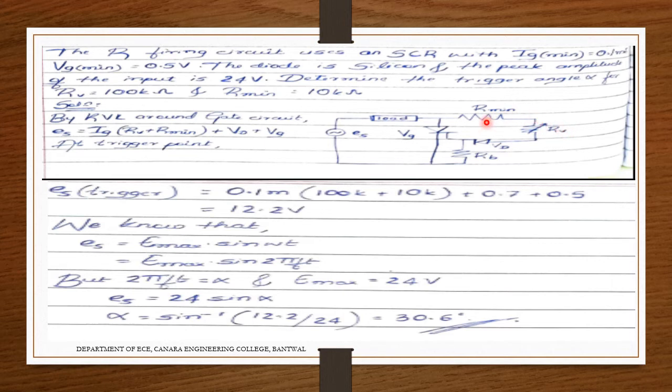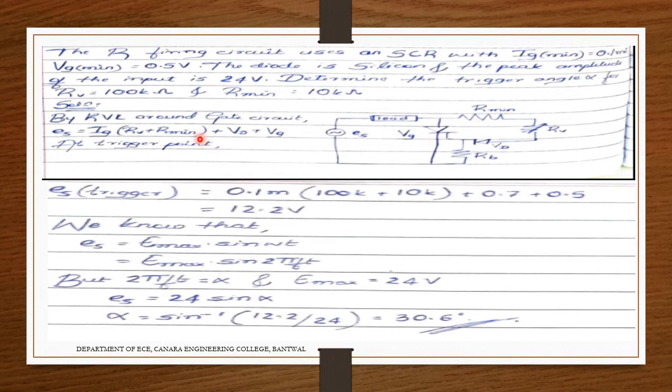When I apply a loop this way, that is ES equals Ig into Rv plus R minimum, the same gate current will be flowing here, plus Vd plus Vg. ES equals Ig into, I require only this one because I need to find what the source current will be coming here, and that will be acquired here.